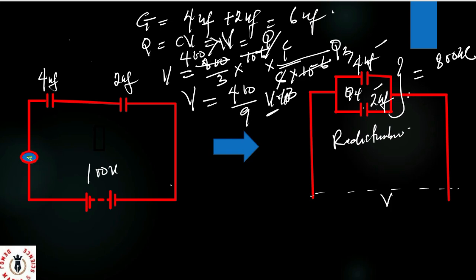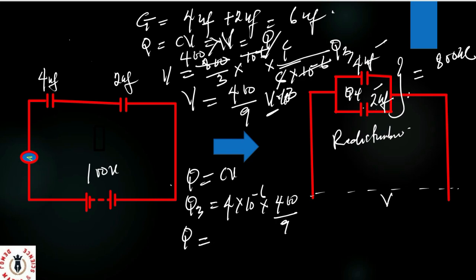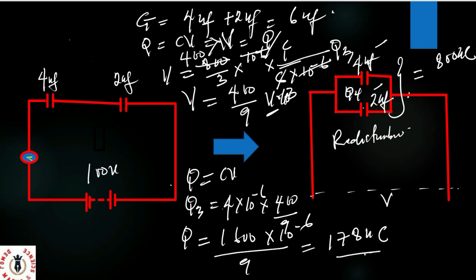400 over 9 volts. Now with this, you can begin to look at the charge across each of the capacitors. My charge Q, again, is equal to CV. So my Q3 will be the same thing as 4 times 10 raised to the power minus 6 times 400 over 9. So that Q3 obviously will be equal to 4 times 400, that's 1600, times 10 raised to the power minus 6 over 9, which is 178 microcoulombs from my calculator.